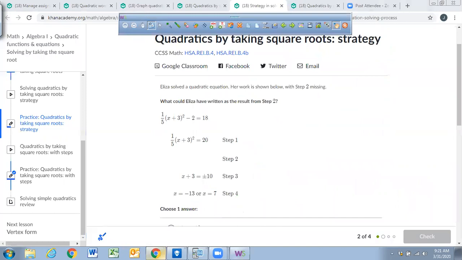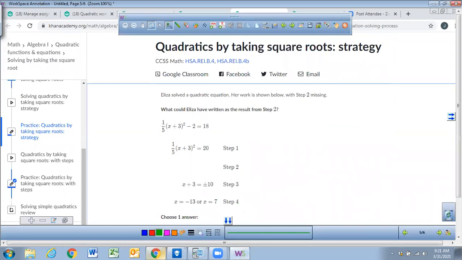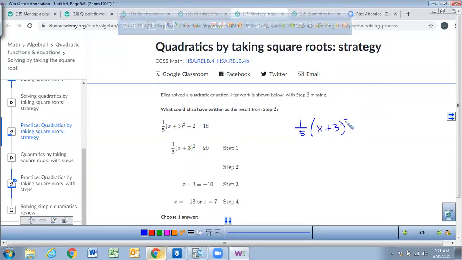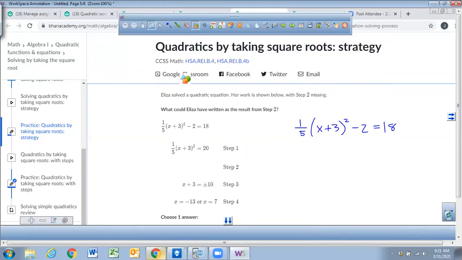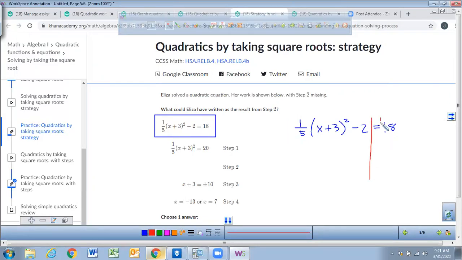Here's the next one. I'm going to write it down with you. I'm going to put 1/5 times x plus 3 squared minus 2 equals 18. All I'm doing is taking this and rewriting it right here. Does anybody want to tell me what they think the very first step was that she actually did correctly?